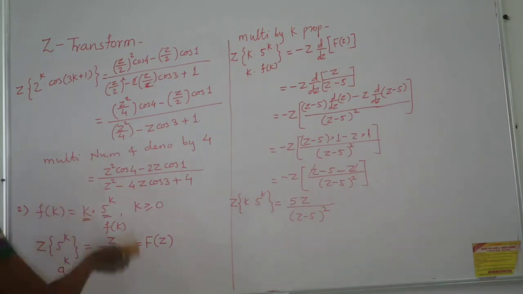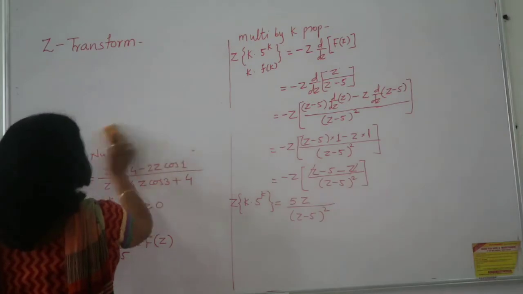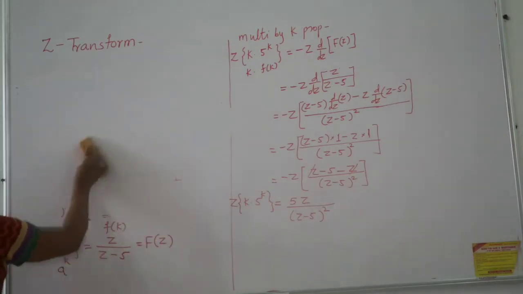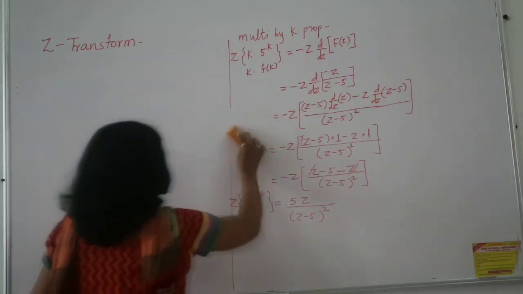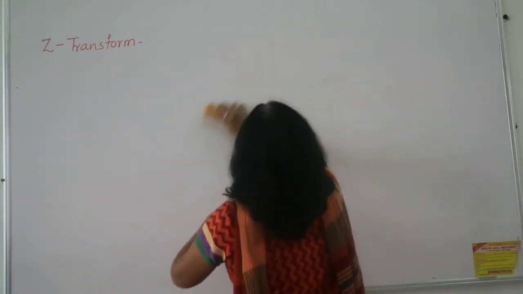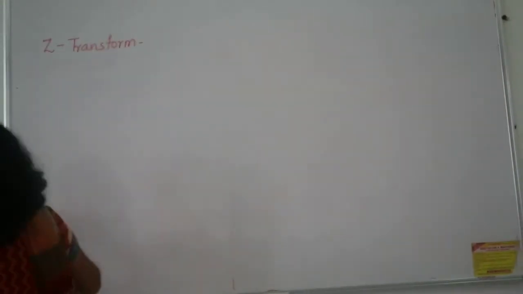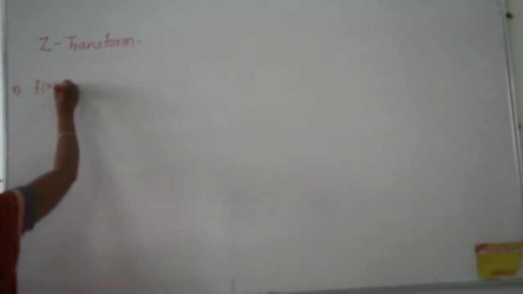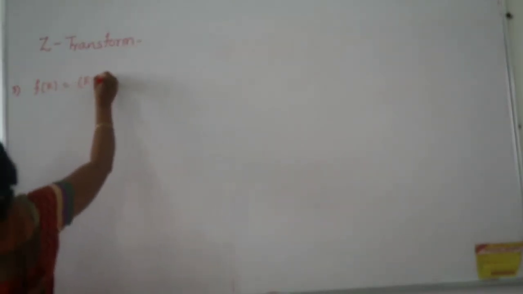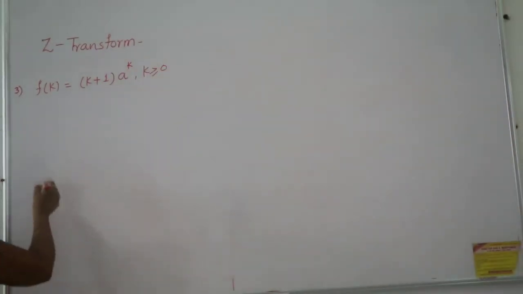Okay. Now see, this multiplication by k property sometimes can appear in a different format also. There is one example, many times such type of example is asked, so I will just repeat that example for you. Again the question is the same, find the z transform. That is my third example for today. I want to find the z transform of k plus 1 a raised to k, where k is greater than or equal to 0. So some kind of same strategy I am going to apply.